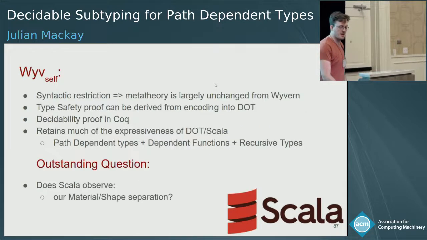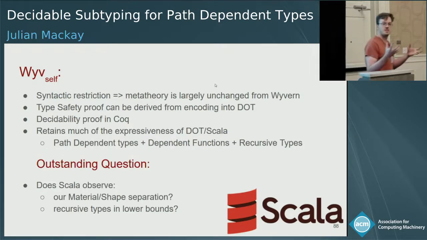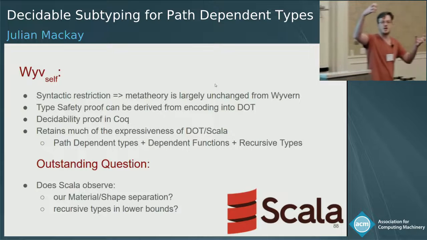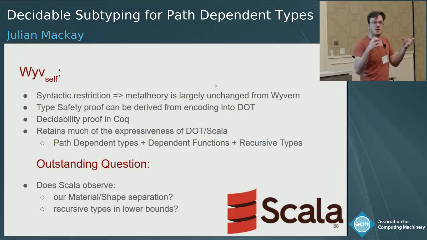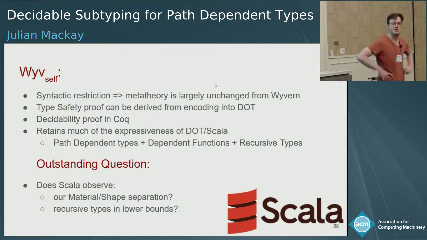And then DOT does actually have these dual bounds, right? So we only have one bound on our type members. Now, there are ways you can get around this by just allowing two definitions of the same type member. But that's about all of it, I think.